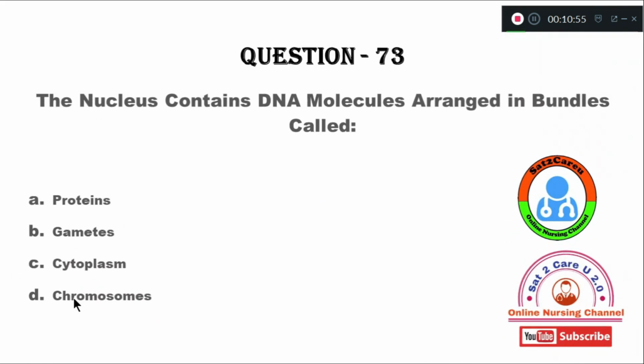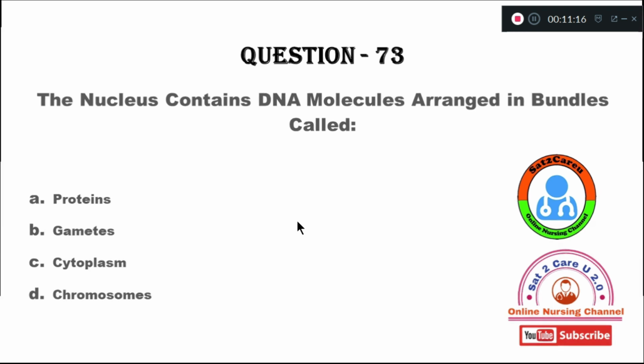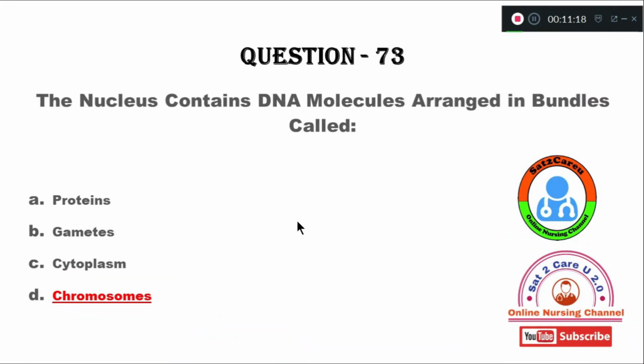Question number 73. The nucleus contains DNA molecules arranged in bundles called: option A, protein. B, gametes. C, cytoplasm. Option D, chromosomes. So the DNA molecules in the nucleus, which are arranged in bundles, are called chromosomes. Option D, chromosomes, is right.